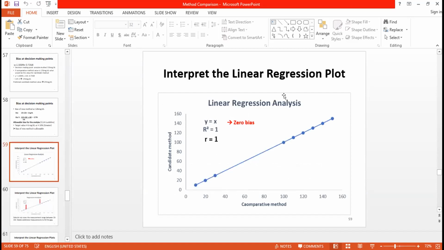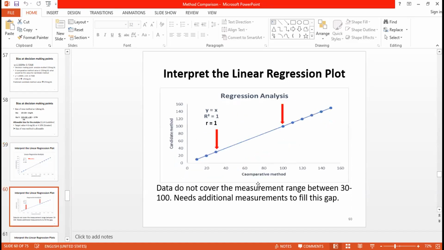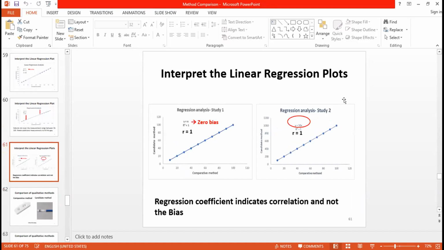A linear regression plot for you to interpret. You can see your data points nicely sitting on the line, and there's an excellent R and R square. And look at the regression equation, y equal x, which means zero bias. So it looks a very good study. However, you have not covered that area, so you should not be reporting this.